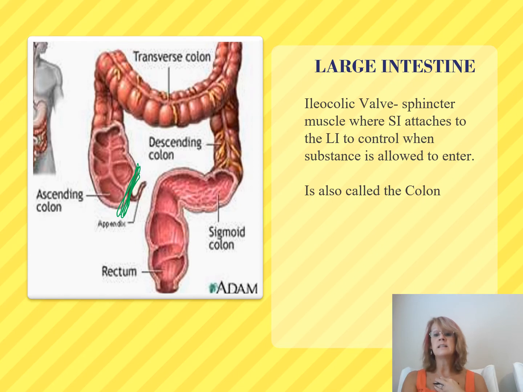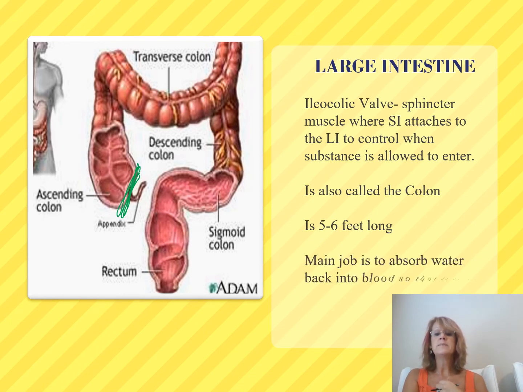So the large intestine is also called the colon. It is about 5 to 6 feet long. And its main job is to absorb water back into the bloodstream. Because as food passes through our stomach and our small intestine, it has to be a liquid so it can move. But we can't constantly be losing water. So our large intestine will reabsorb that water, and that's why our fecal material comes out hard like a ball.